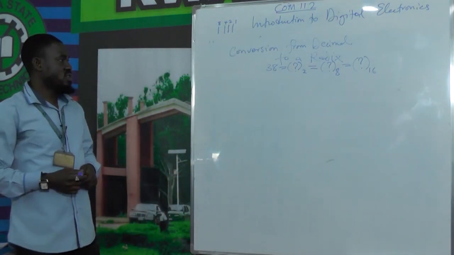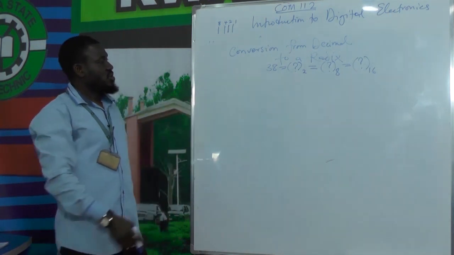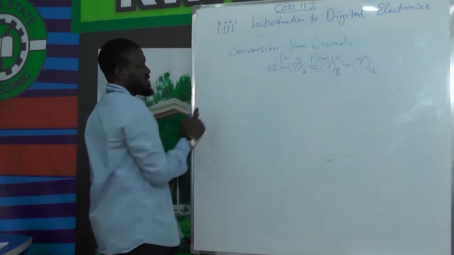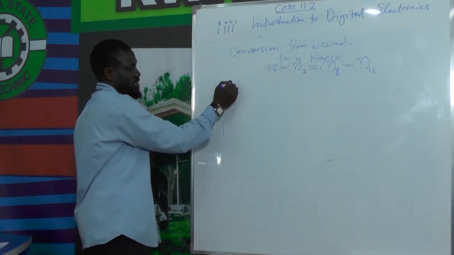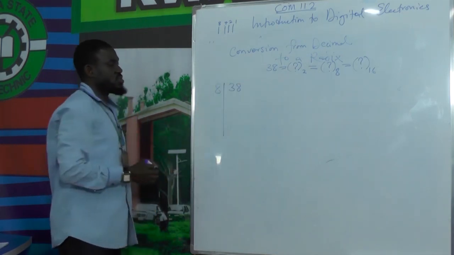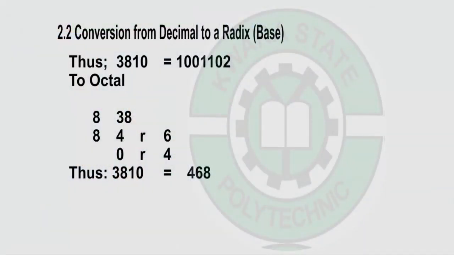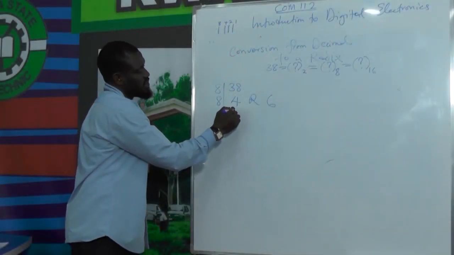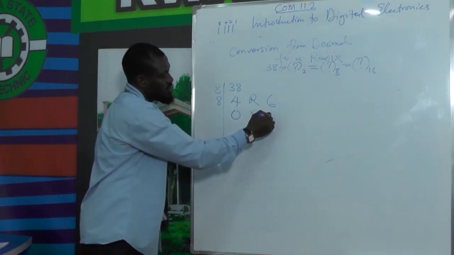In this case, we used 2 for the other division, the divisor. Now we are going to use 8 instead of 2. We now say 8 into 38. 8 in 38, you now have 4, remainder 6. 8 in 4, you will see that you have a bit of challenge there. You now have 0, remainder 4.